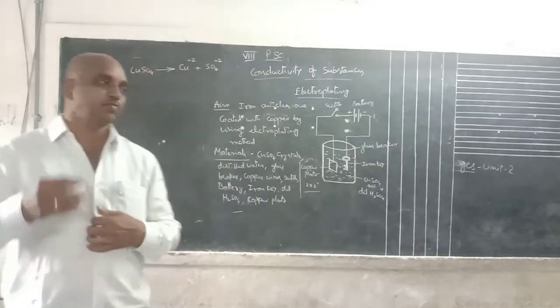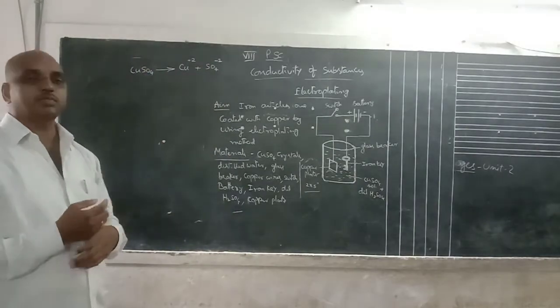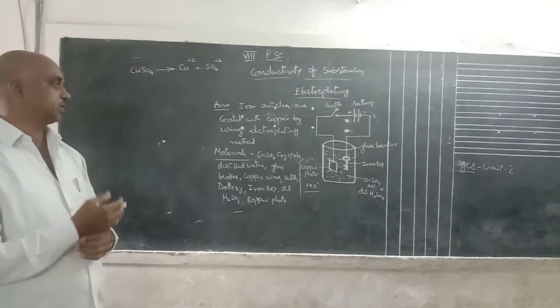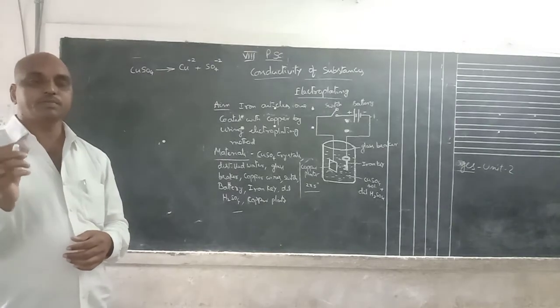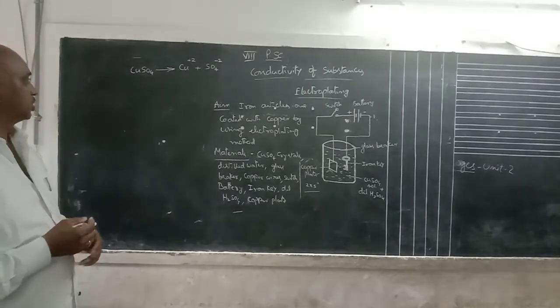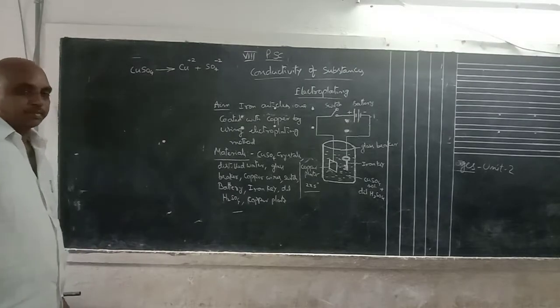After 10 minutes, you can stop the switch and take out the iron key. That iron key has become copper coated. This process is called electroplating.